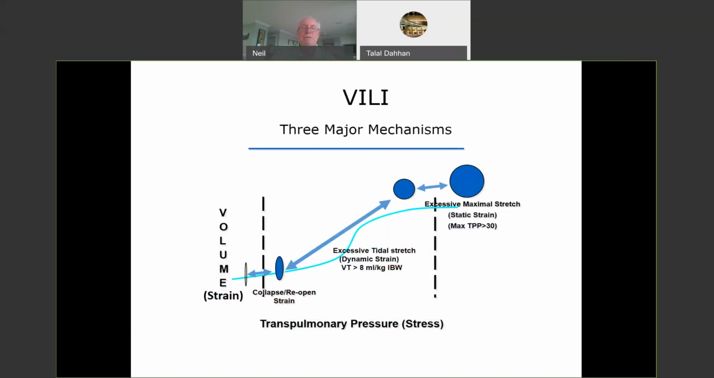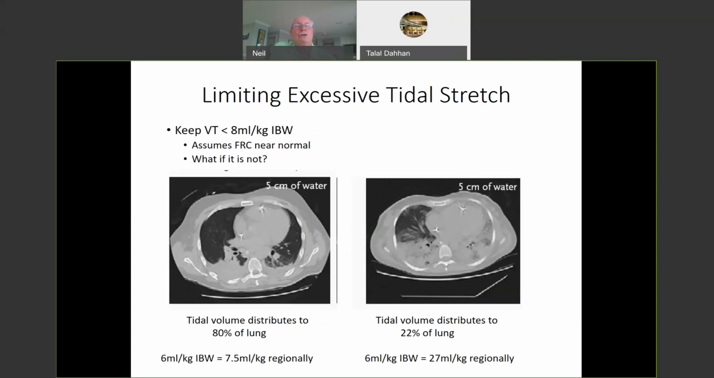Okay, let's look at the middle one here, excessive tidal stretch. So the goal here is to keep the tidal volume less than 8 mLs per kilogram ideal body weight. The range in the ARDS network study that is driving a lot of this discussion was 4 to 8 mLs per kilogram. But this is not as simple as just ideal body weight, because ideal body weight assumes that the functional residual capacity is near normal.